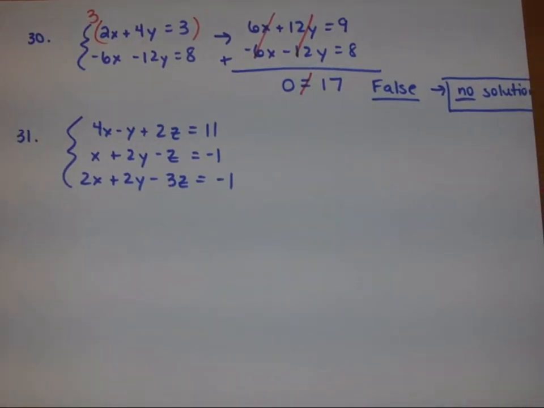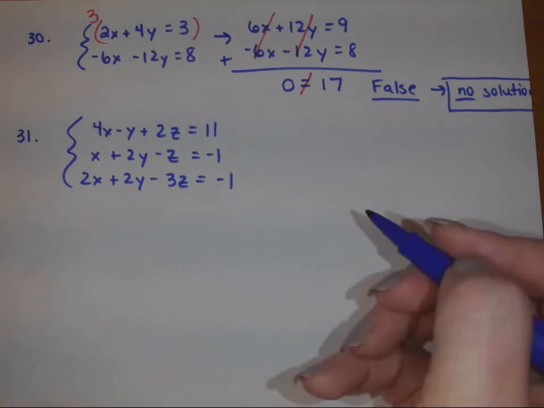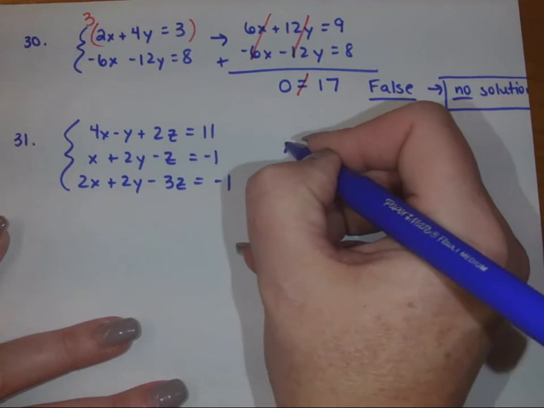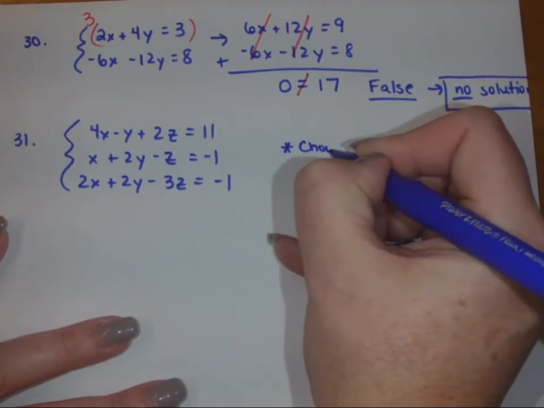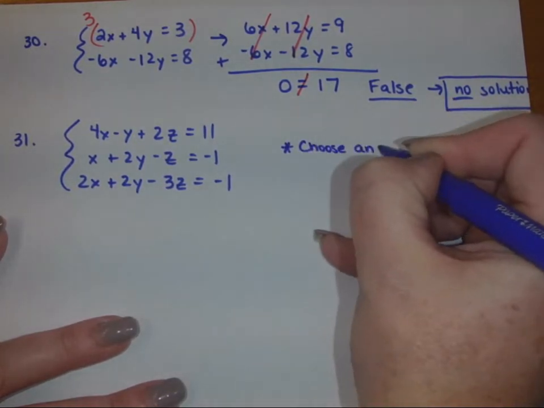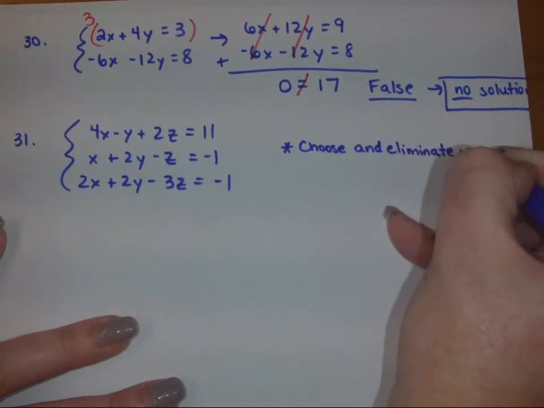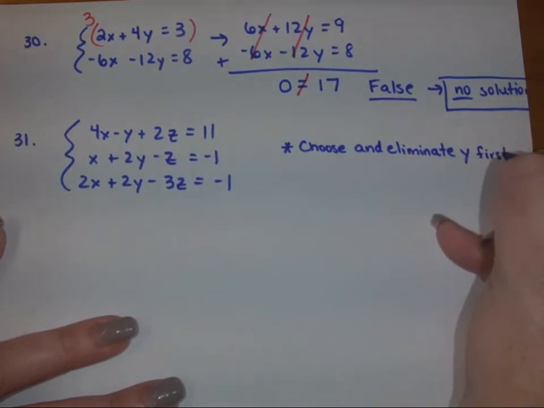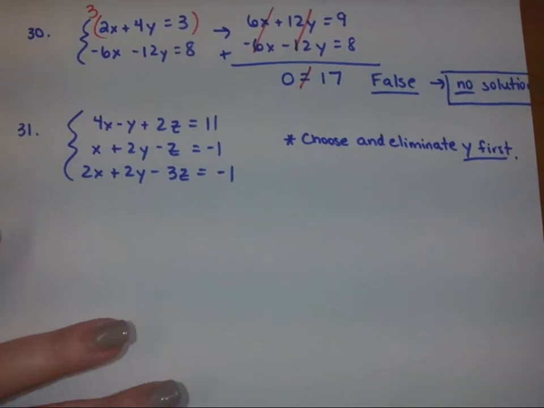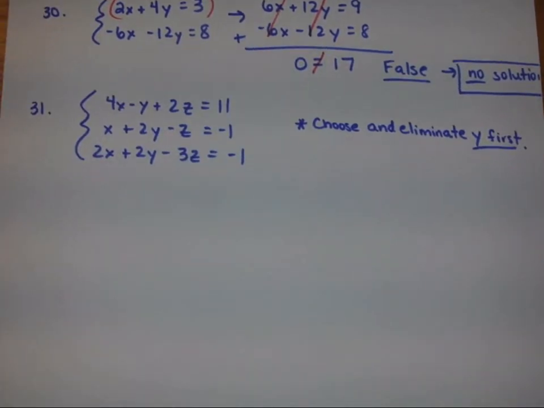Okay, so what you want to do is combine two different sets of two equations, and you want to decide which variable you're going to eliminate. You get to choose, but I'm going to eliminate y first. It's helpful sometimes to write down what you're going to do so that later on you don't get lost in what you were trying to accomplish.